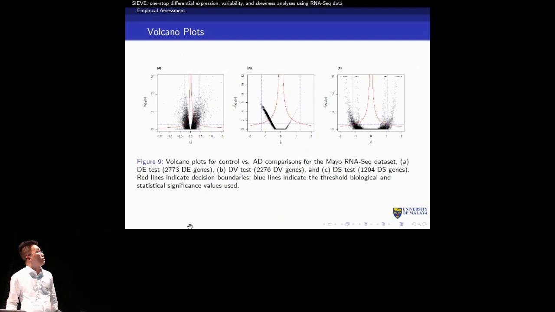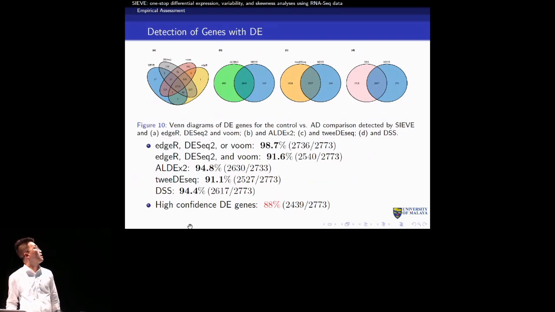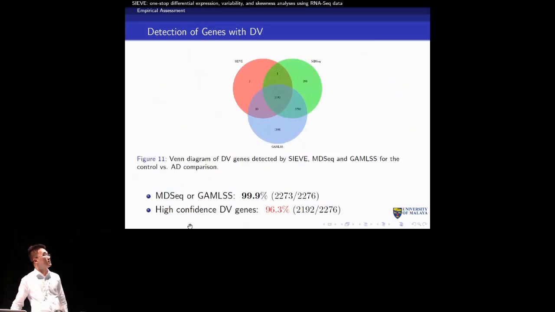The volcano plots are given in figure 9. The red line indicates the decision boundary. The genes located at the top left and the top right corner are flagged as DE, DV, and DS genes. The bar diagrams given in figure 10 and 11 show that SIEVE can recover most of the DE and DV genes of interest.